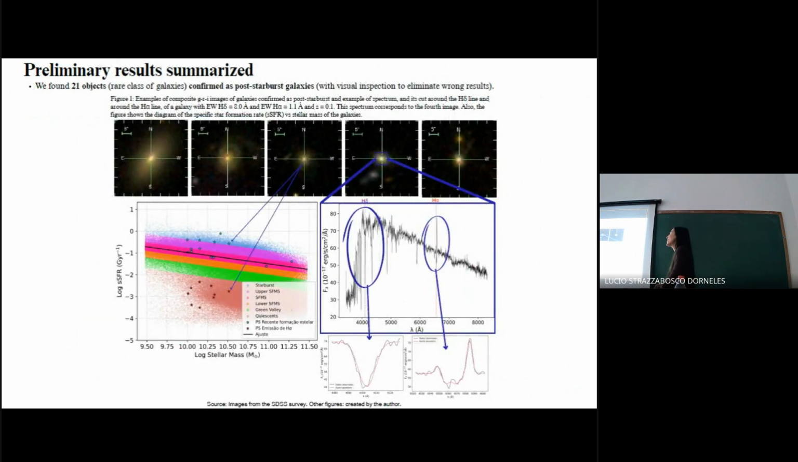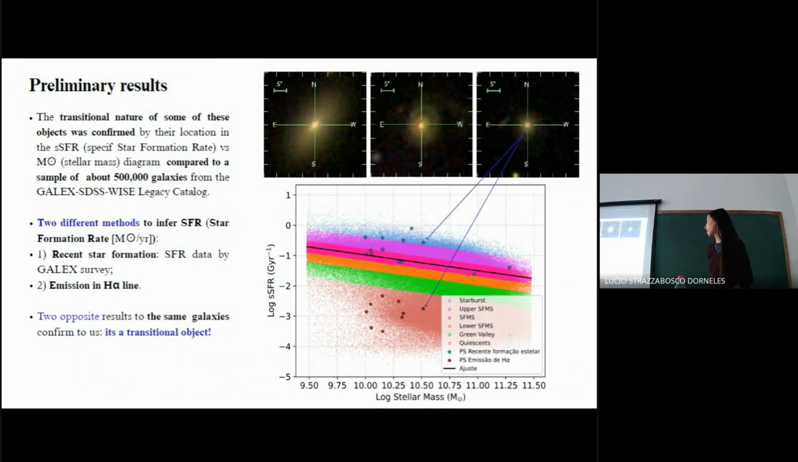And here we have the preliminary results summarized. After our work, we found 21 objects out of 30,000. So it's a rare class of galaxies, confirmed as post-starburst galaxies. And summarized here, we have examples of images of these galaxies.